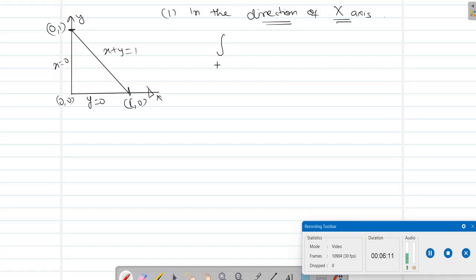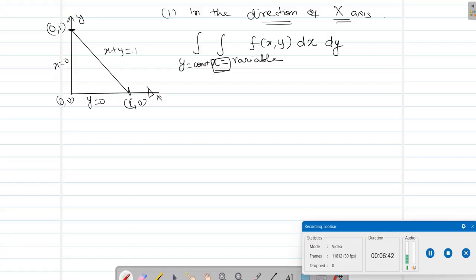So the first limit will be x varying from, so this will have a variable limit, and then followed by it you will have y, which will take the constant limit, in which case the function f of x comma y will first be integrated with respect to the variable x, and then followed by it will be integrated with respect to y. Now let us see how to find the limits.